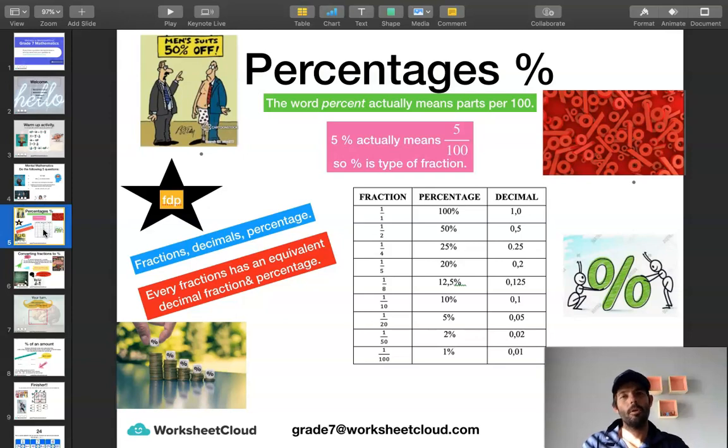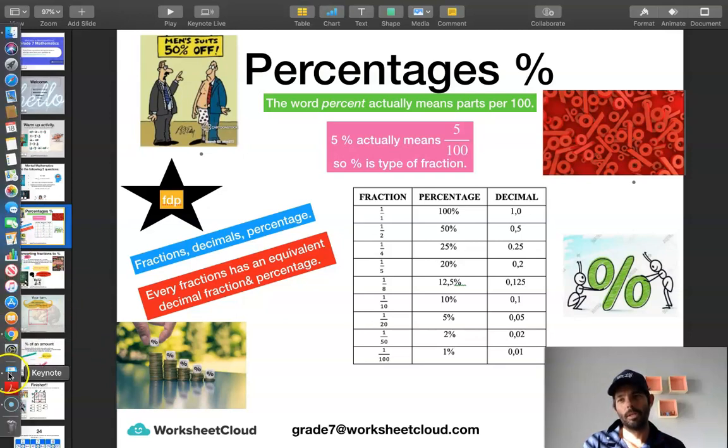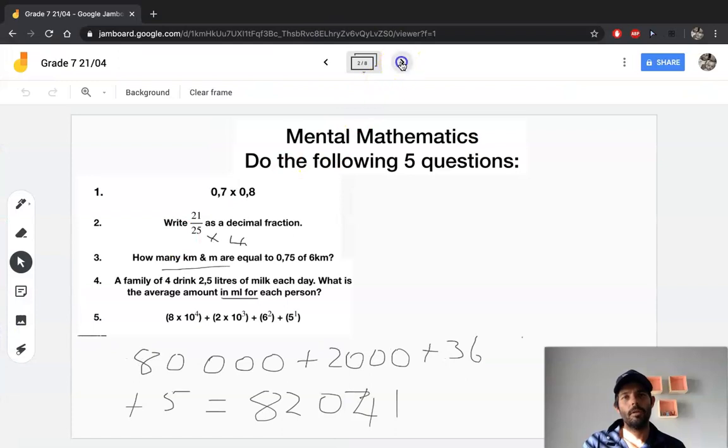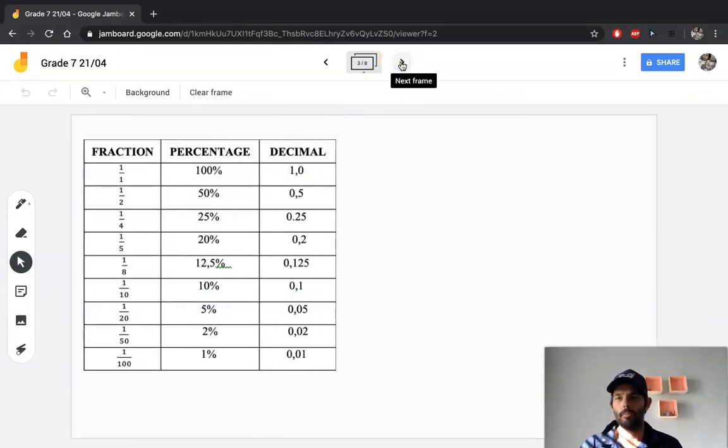I'm not going to go through the whole table. It's there for you to have a look at, but I'd really encourage you guys to learn these conversions between fractions, decimals, and percentages. And if we just have a look at the Google Jamboard quickly, I'll pick out a couple of them.